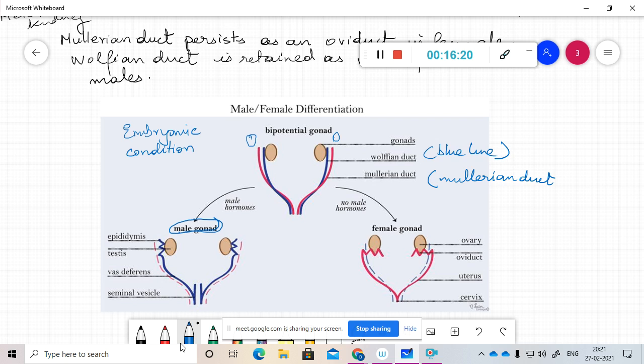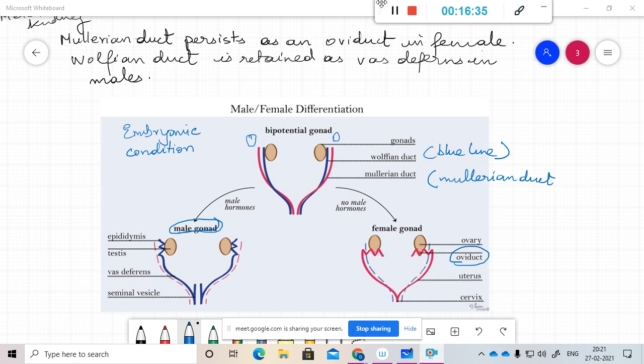So with no male hormones, the other thing happens. The Wolffian duct disappears, the female gonad ovary forms, and the Mullerian duct gets converted into the oviduct. So in reptiles, the Mullerian duct persists as an oviduct in female, and the Wolffian duct is retained as vas deferens in males. This is what they mean by male and female differentiation. This is a new point.